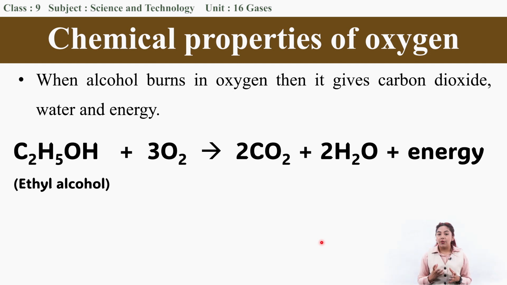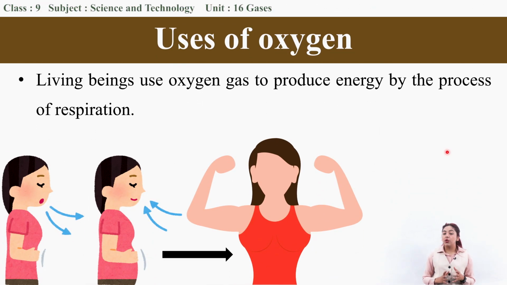Now another chemical property is when alcohol burns with oxygen, it also gives carbon dioxide, water and energy. Here you can see one example. When ethyl alcohol is burned with oxygen, it gives us carbon dioxide, water and energy. Now let us study some uses of oxygen. I already mentioned this in the chemical properties. We living beings use oxygen gas to produce energy by the process of respiration, and that energy is used by us to perform our day-to-day activities.